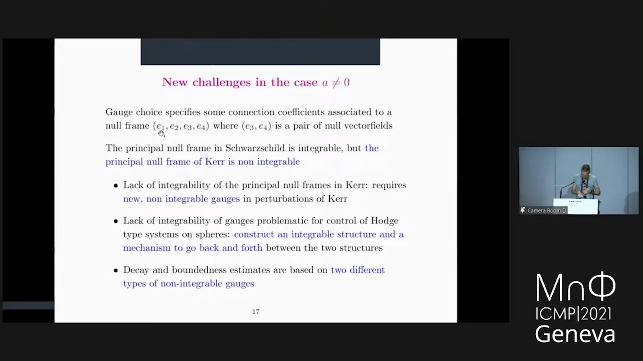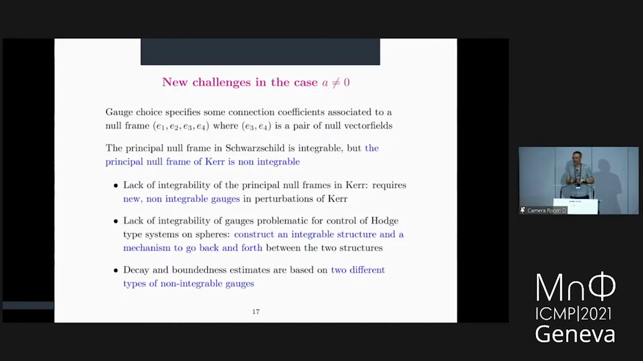that was introduced in the proof of stability of Minkowski by Christodoulou and Klainerman, we are working with null frames. So the null frame is a generalization of an orthogonal frame in a Lorentzian spacetime. You could think of several generalizations, but this is the generalization we're interested in. So what is this null frame? So you have E1, E2, E3, E4, and E3, E4 is a so-called null pair. In other words, it's a pair of null vector fields.